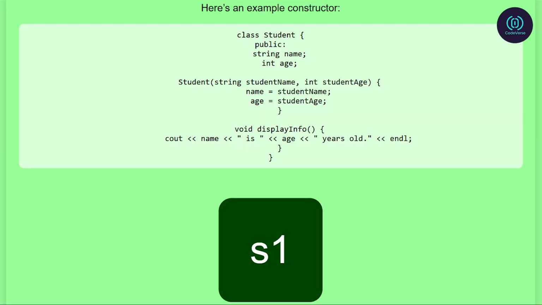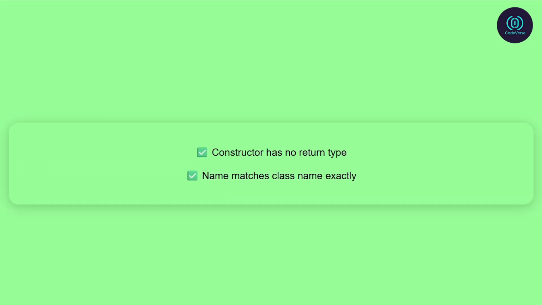Here's an example, class Student. Public: string name, int age, constructor Student(string studentName, int studentAge). name equals studentName, age equals studentAge. void displayInfo, cout name is age years old, endl. Notice that the constructor has no return type, not even void. Its name is exactly the same as the class name.